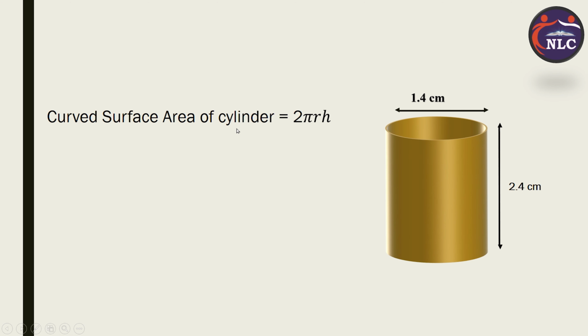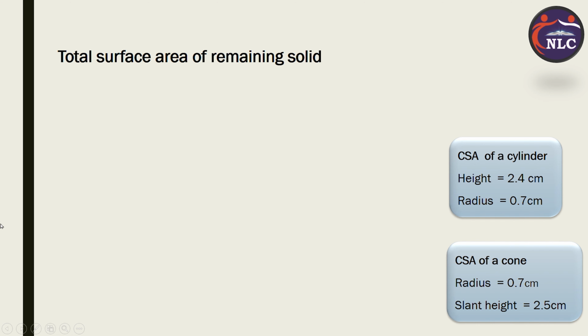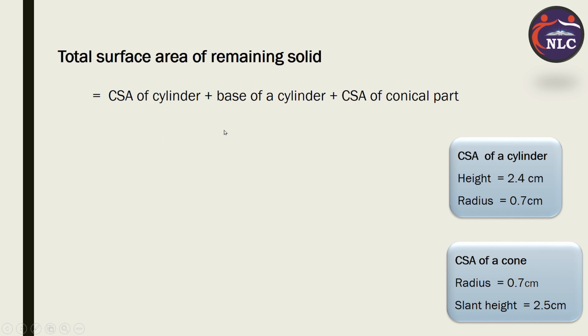Curved surface area of the cylinder is 2 pi rh. Here height is given and diameter is given. Diameter is 1.4 centimeter, so radius will be 0.7 and the height is 2.4 centimeter. Total surface area of the remaining solid is CSA of the cylinder, that is 2 pi rh plus pi r square plus pi rL.